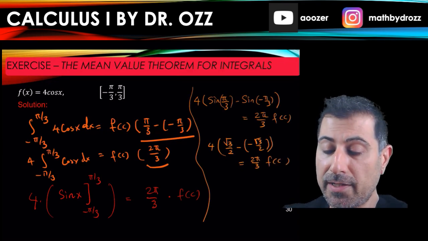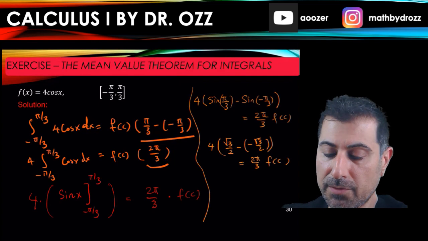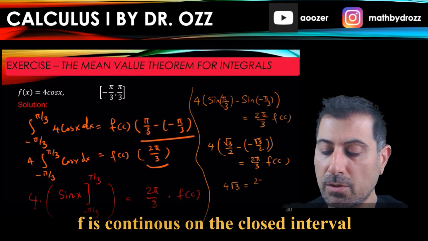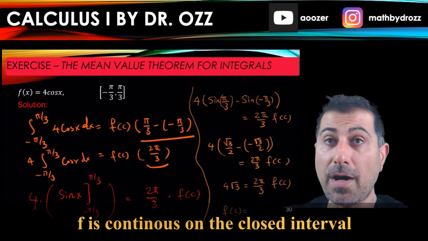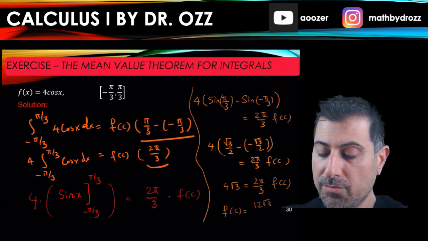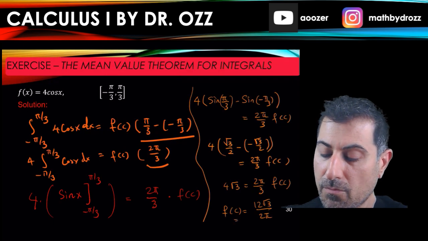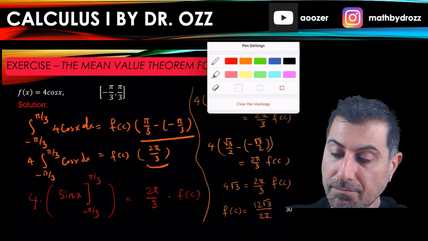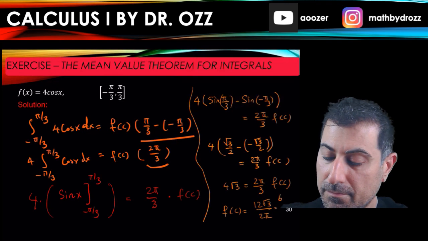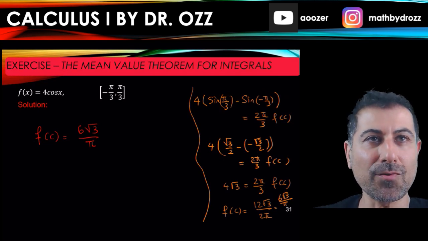Okay, so let's simplify this. The minus minus becomes plus. So that's radical 3 plus radical 3, and 4 times radical 3 is equal to 2 pi over 3 f of c. If you multiply both sides by 3 over 2 pi, that's 12 radical 3 over 2 pi, which is essentially equal to 6 radical 3 over pi. So f of c is found to be 6 radical 3 over pi.